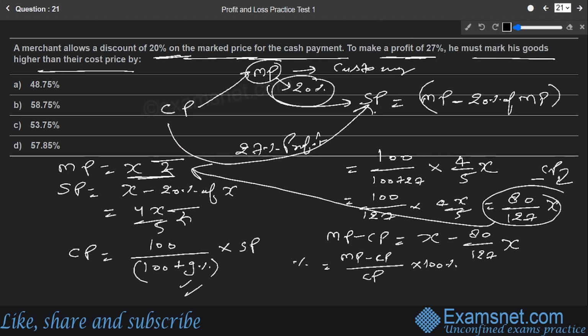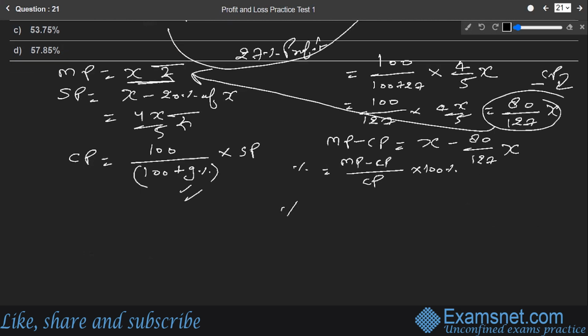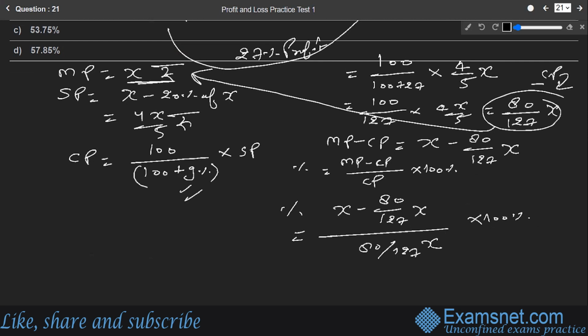So let us do it. The mark price minus cost price value is here. So how much percent above it has to be marked is simply X minus 80 by 127X, divided by the cost price value, which was 80 by 127X only, into 100%. So we need to solve this expression, then we will be able to know. If we solve this further, this comes out to be 127X minus 80X divided by 127, into 127 by 80X, into 100.